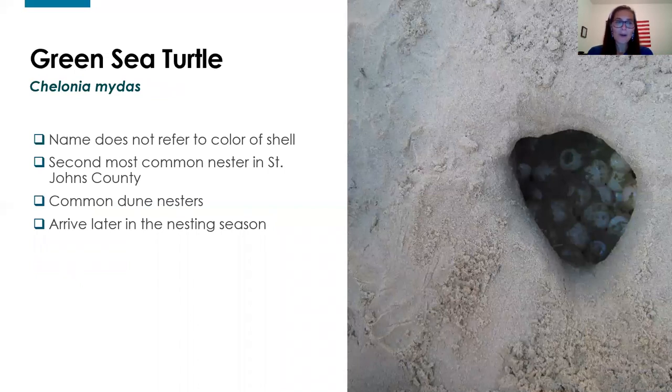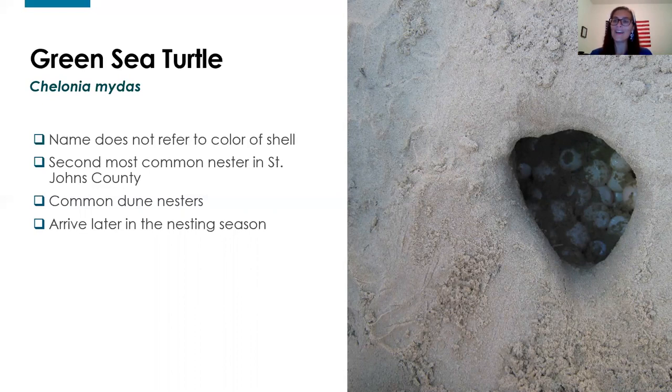The next one I want to talk about are green sea turtles, and I'm specifically going to talk about green sea turtles because they are the ones that tend to nest furthest up into our dune systems. So while we have other species of sea turtles that nest here on our beaches, the green sea turtle really tends to nest right on the edge or right just inside the edge of our dunes.